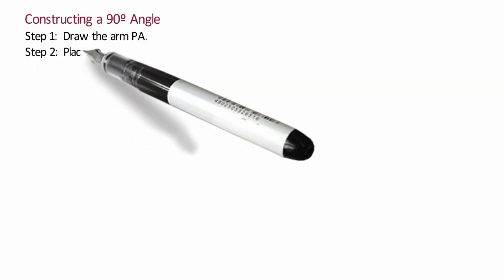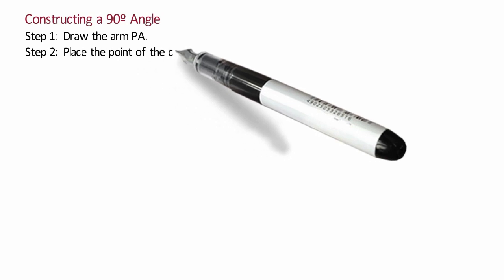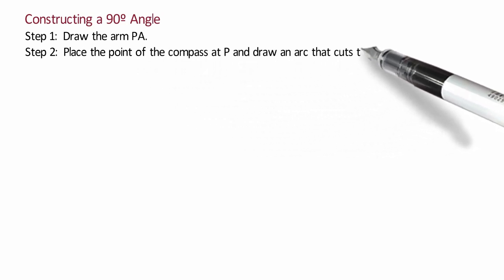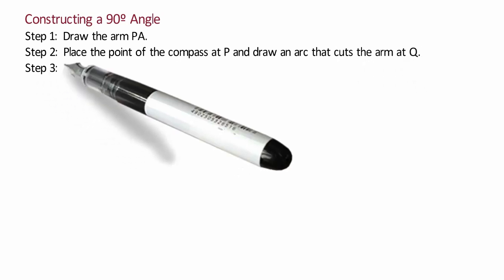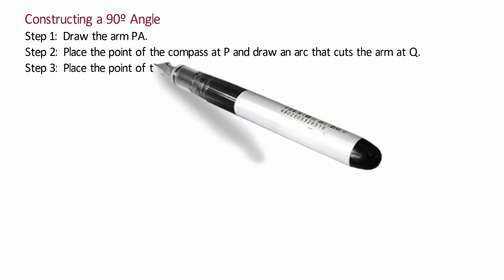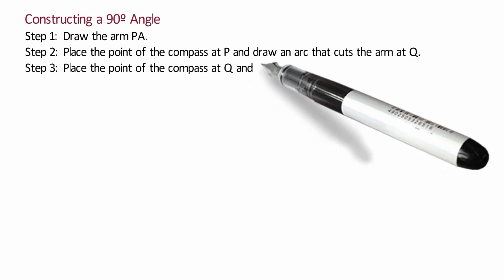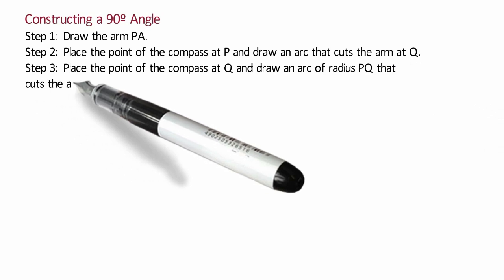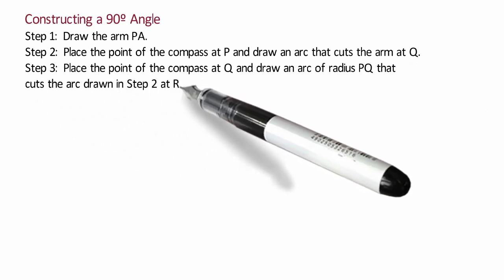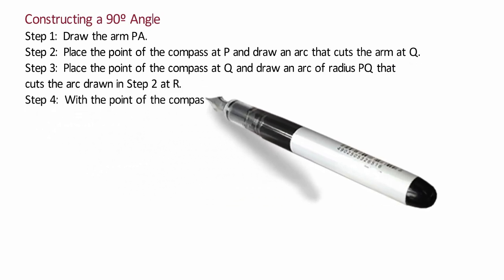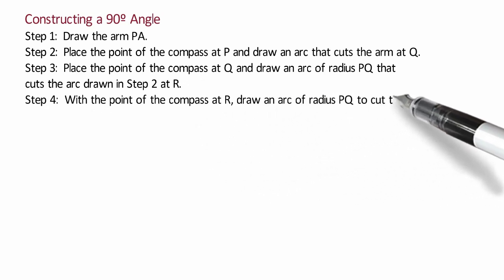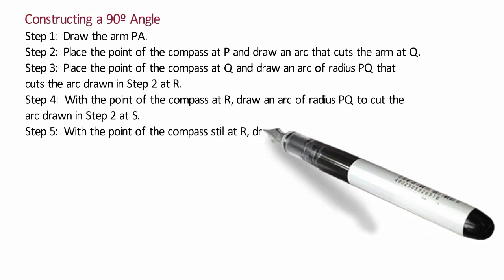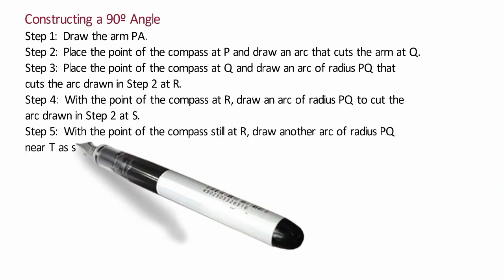Step 1. Draw the arm PA. Step 2. Place the point of the compass at P and draw an arc that cuts the arm at Q. Step 3. Place the point of the compass at Q and draw an arc of radius PQ that cuts the arc drawn in Step 2 at R. Step 4. With the point of the compass at R, draw an arc of radius PQ to cut the arc drawn in Step 2 at S.